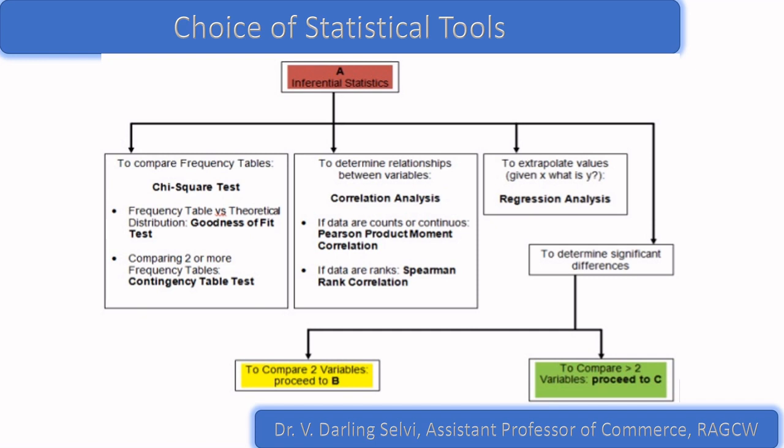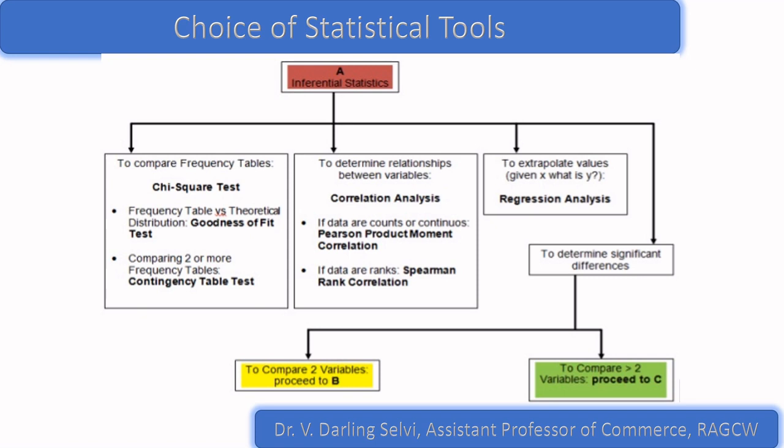To compare frequency tables, we are using the chi-square test. That will give us the goodness of fit as well as the contingency table test. If we want to find the relationship between two variables, we can go for correlation analysis. If the data are quantifiable, we can go for Pearson correlation. And if the data are of the type of ranked items, we can go for Spearman rank correlation. Attitudes can be measured. And then regression analysis. Again, we will study the interpretation as well as extrapolation with the help of this regression analysis.